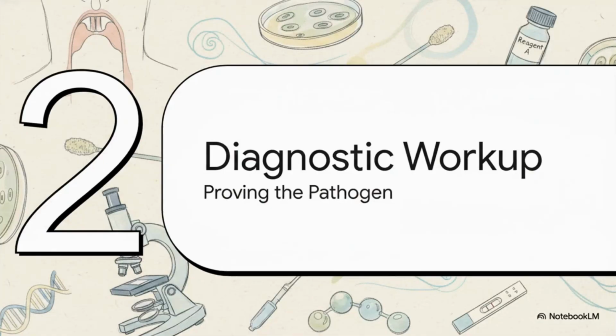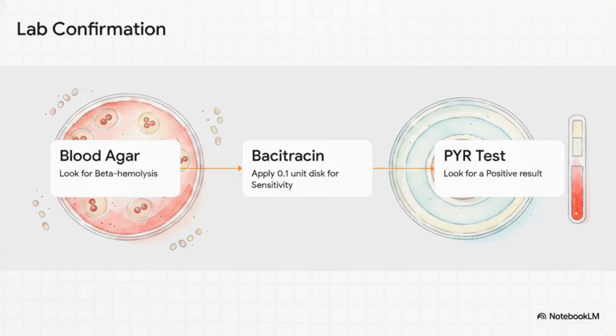Section 2. Diagnostic workup, proving the pathogen in the lab. So what is our next move to actually prove this is definitively Group A strep? The crucial point is following a very specific laboratory algorithm, step by step, to separate S. pyogenes from a literal sea of other organisms.